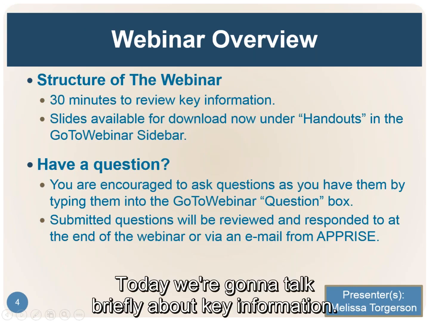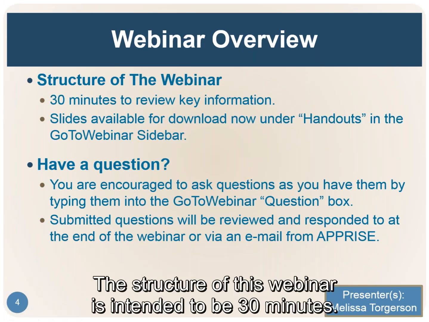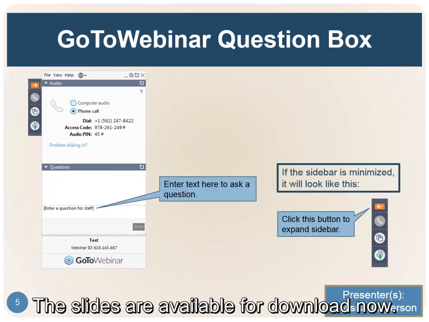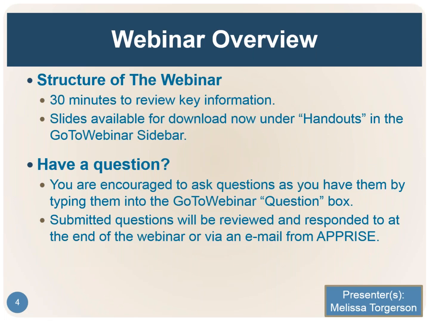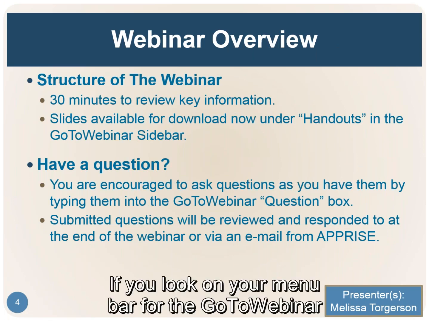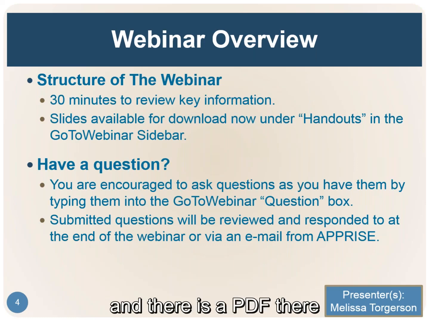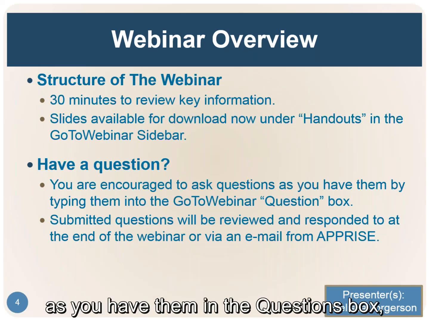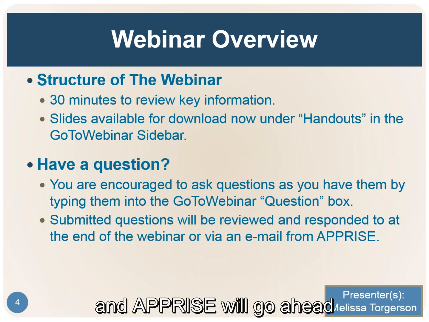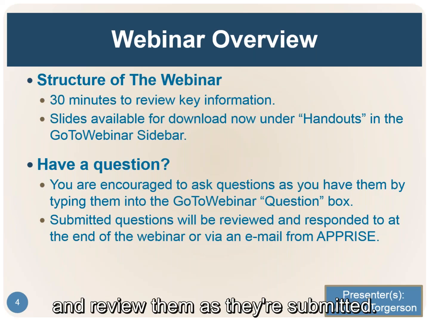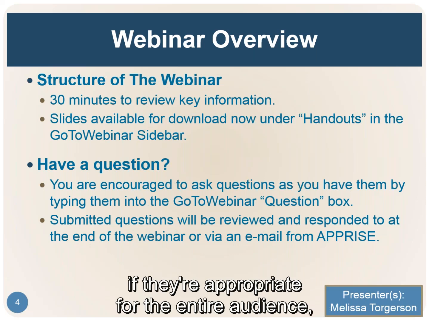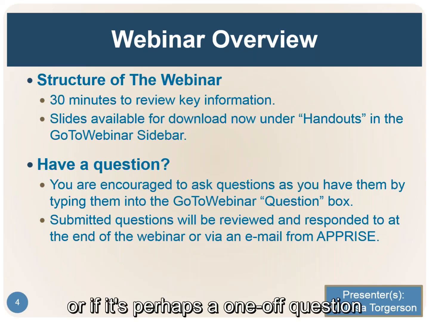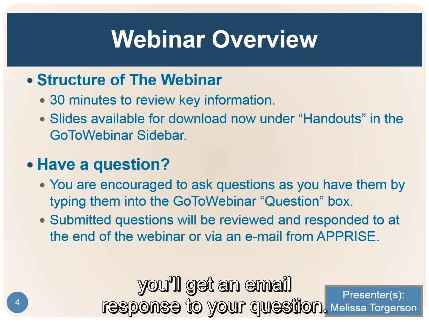Today we're going to talk briefly about key information. The structure of this webinar is intended to be 30 minutes. The slides are available for download now. If you look on your menu bar for the Go-To webinar, you'll notice that there's a handout section and there's a PDF there that you can download now if you'd like. If you have a question, you're encouraged to ask questions as you have them in the questions box, and APPRISE will review them as they're submitted. We'll either respond to them at the end of the webinar if they're appropriate for the entire audience, or if it's perhaps a one-off question, or we've run out of time, you'll get an email response to your question.